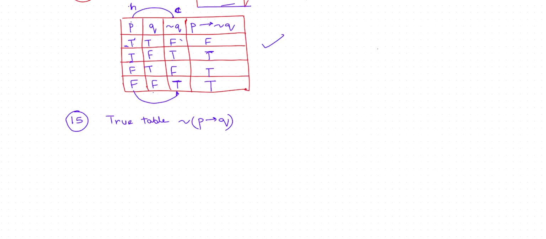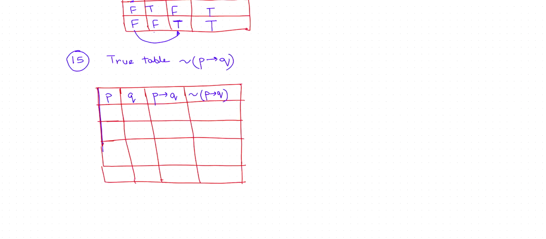So question 15 requires us to make a table for not if P then Q. So first we have to find if P then Q and then negate it. So let's make a truth table for this. We'll put all the four scenarios: when both are true, when one of them is true and one is false, and when both are false.